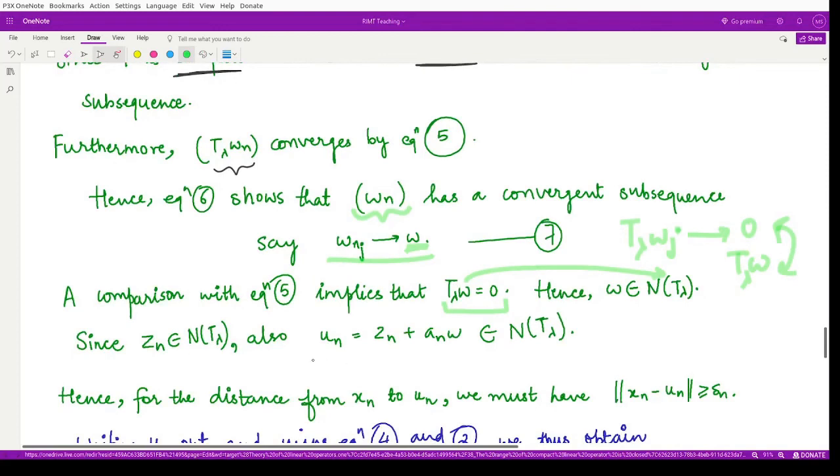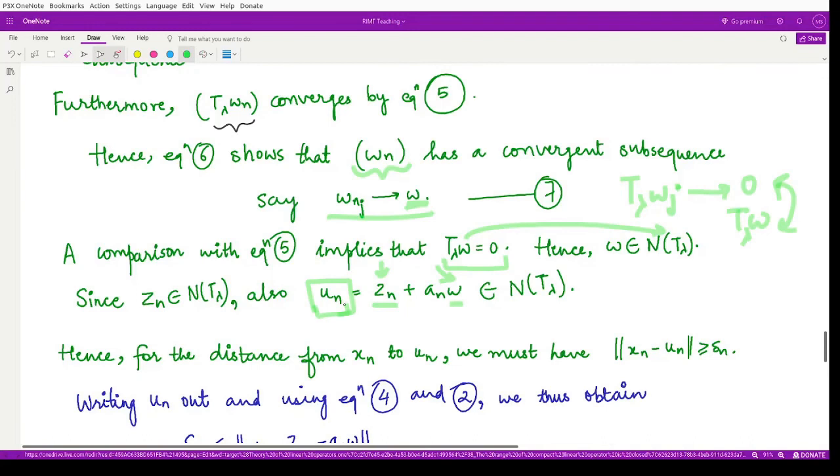So we can define another operator Un, which is the linear combination of Zn and W, right? Because Zn is there in the null space, and W is there in the null space of T lambda, their combination Un is also there in the null space of T lambda. And we have defined the distance of Xn with some member Z which was there in the null space of T lambda to be delta, which was the infimum of all those Z.